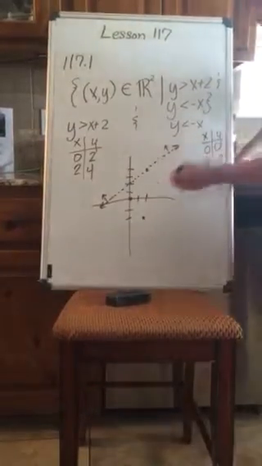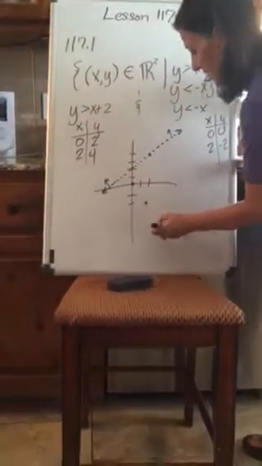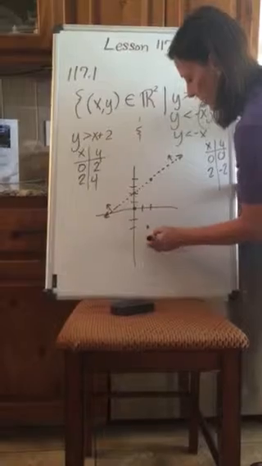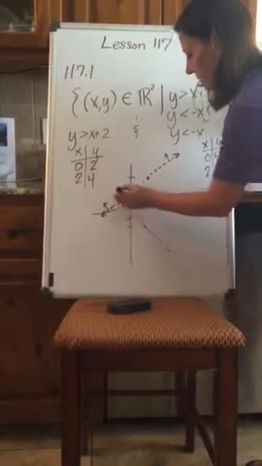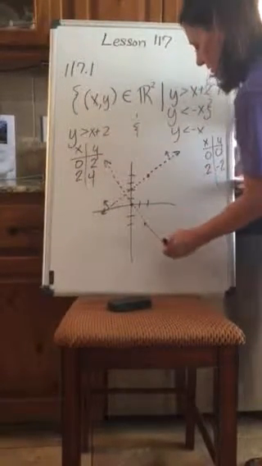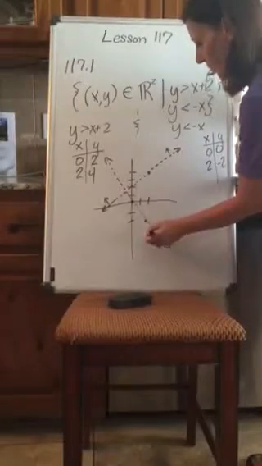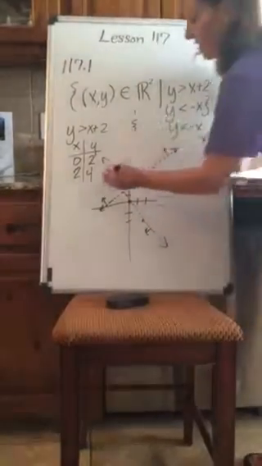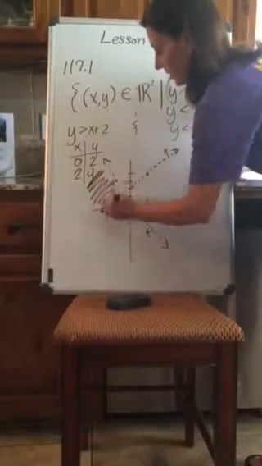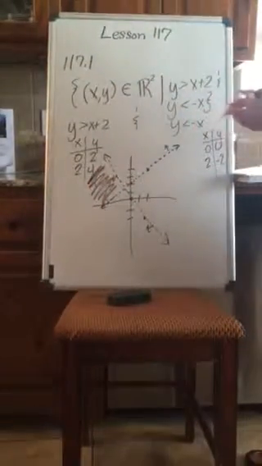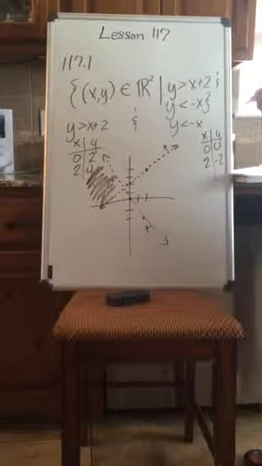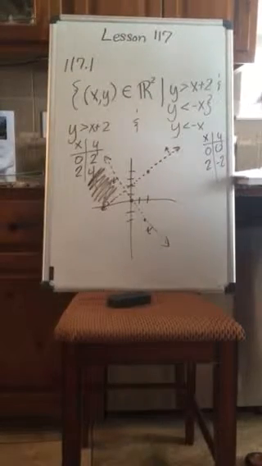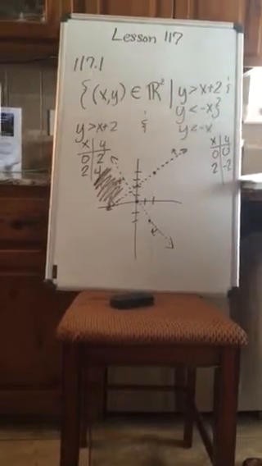All right, and so this line, of course, it's less than, so again, it's not equal to, so it's a hyphen line, a dashed line. It goes this way, and less than is the part below it. So the only solution set that they have in common is this area. And that would be your solution. That would be it graphed.